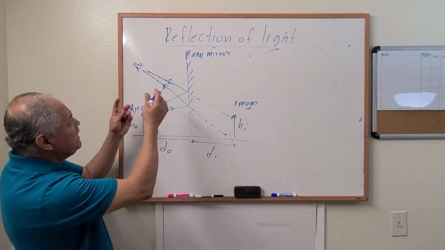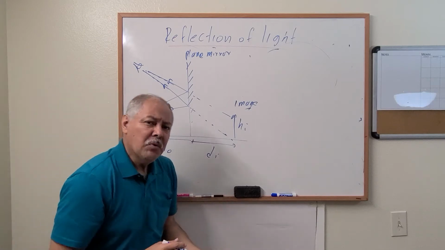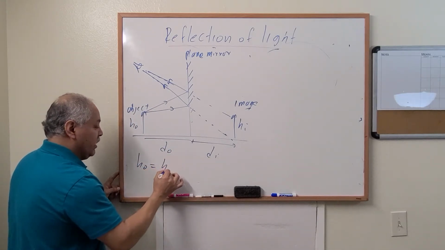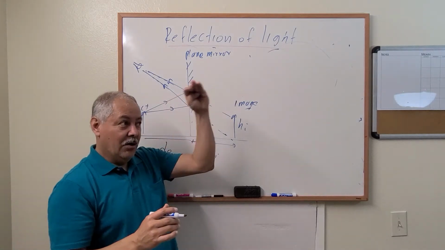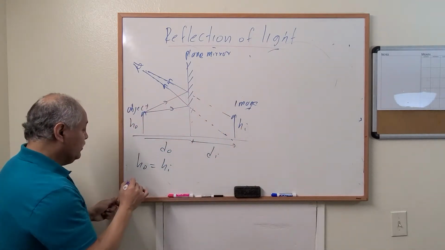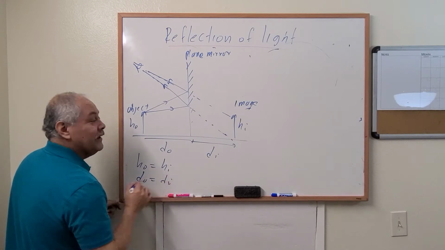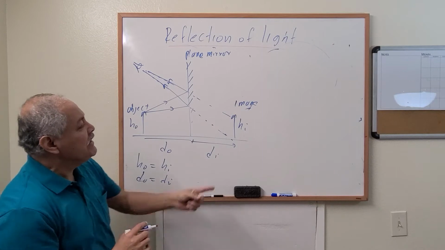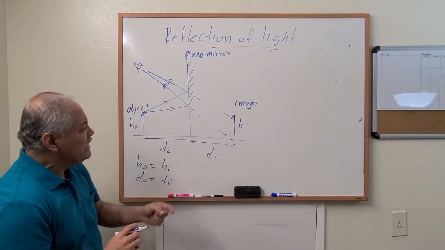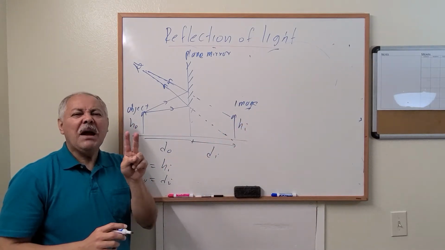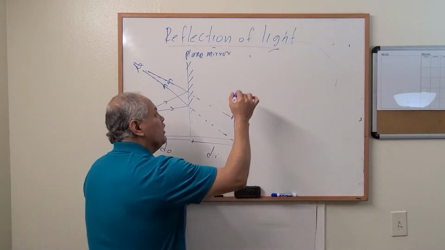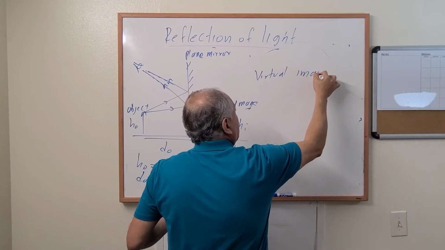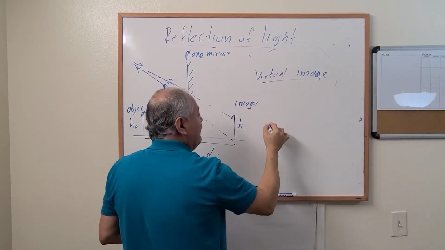Okay, now when we're dealing with plane mirrors, we have some conclusions. We know that HO must be equal to HI. The heights are the same. Also, DO is equal to DI. But what happens to the image? When we're dealing with images, we have two types of images. Virtual image and we have real image.